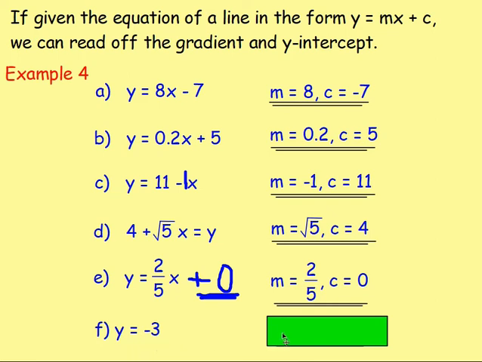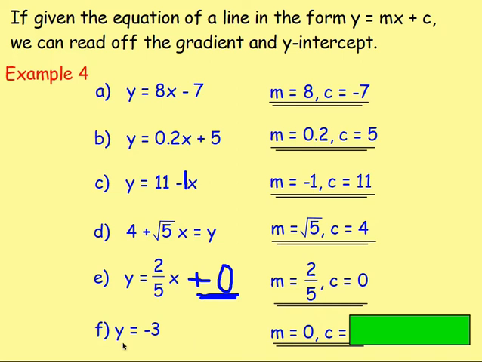And for the last one, for f, we've got y equals negative 3. With this one here, Arij, what do you think? What is the gradient? Well, how many x's do you have? Brilliant, you've got zero x's. So the gradient is just going to be zero. It's really the number of x's you have. And for the y-intercept, that's the number that's on its own. And the number that's on its own here is the negative 3. So that there is your y-intercept. Well done.